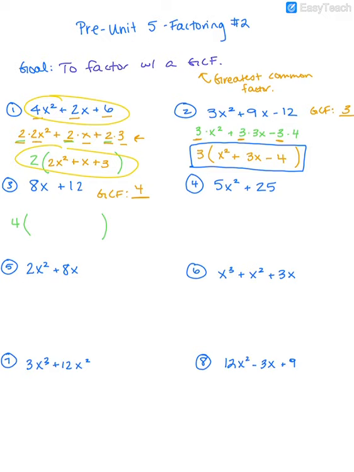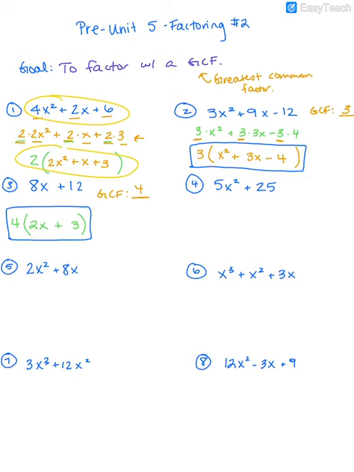4 times what gives you 8x? 4 times 2x gives you 8x. Yeah, that plus sign still. 4 times what will give you 12? 4 times 3. So we have 4 times 2x plus 3, or times the quantity of 2x plus 3. And let me fix where that parenthesis is because I didn't need them that wide. So that would be your factored form there.